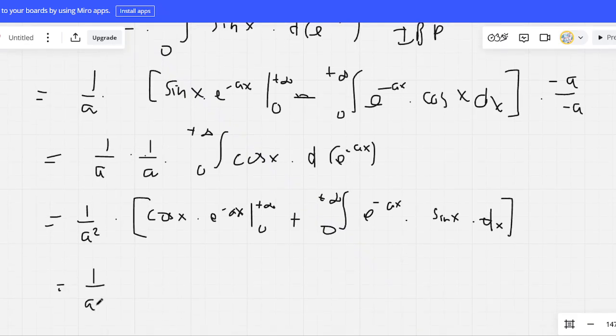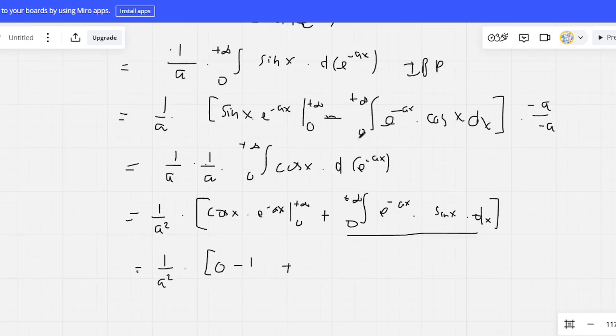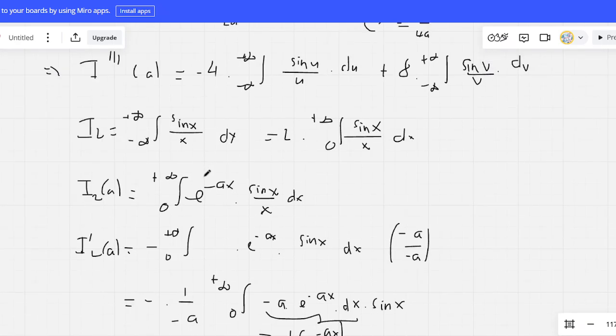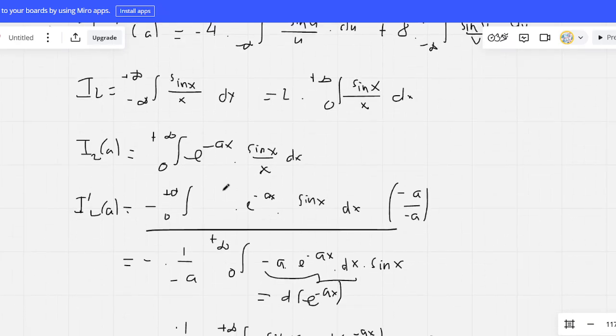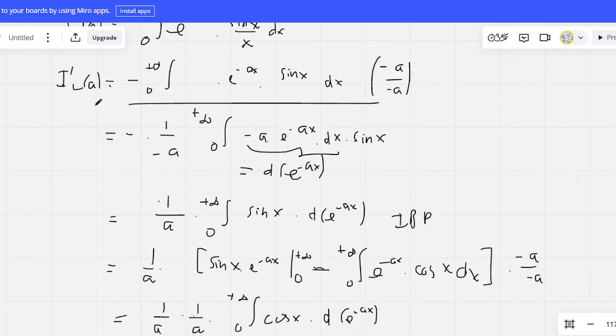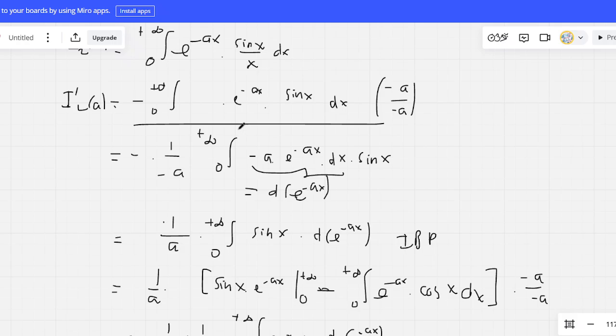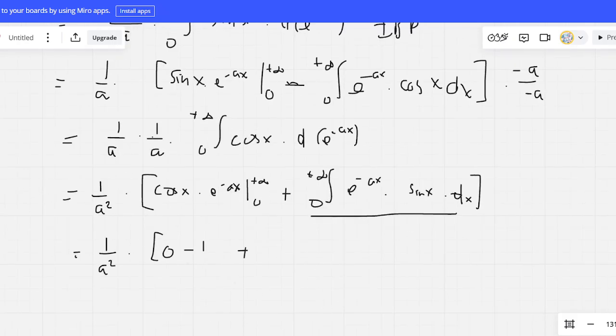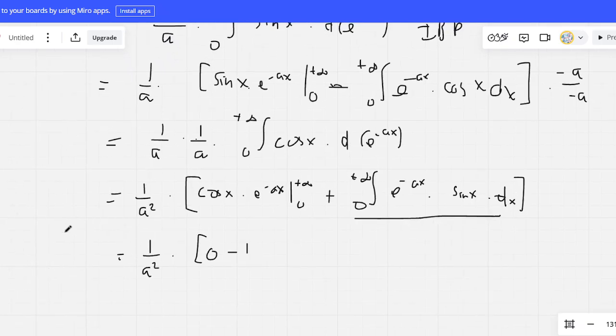And we get this super gorgeous result where this thing here, as x goes to positive infinity, goes to 0, so that's 0. Plugging in 0 here will give us 1. Cosine of 0 is 1, and this is 1, so it's 0 minus 1. And this term right here is the exact same as this term right here. Well, it differs by a minus. As you can see, this looks exactly the same, so we can substitute that as follows.